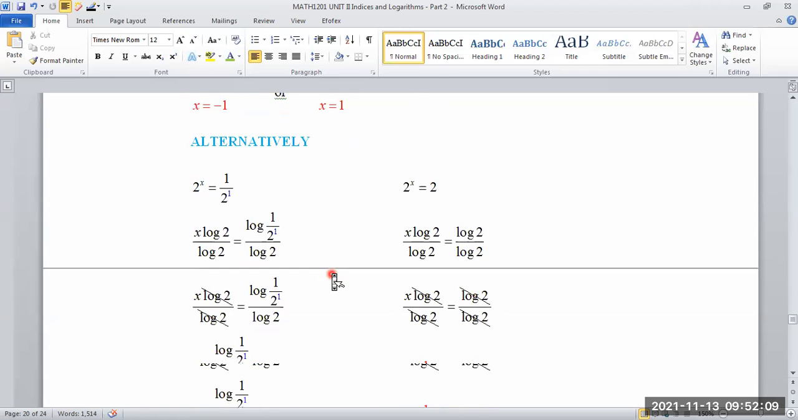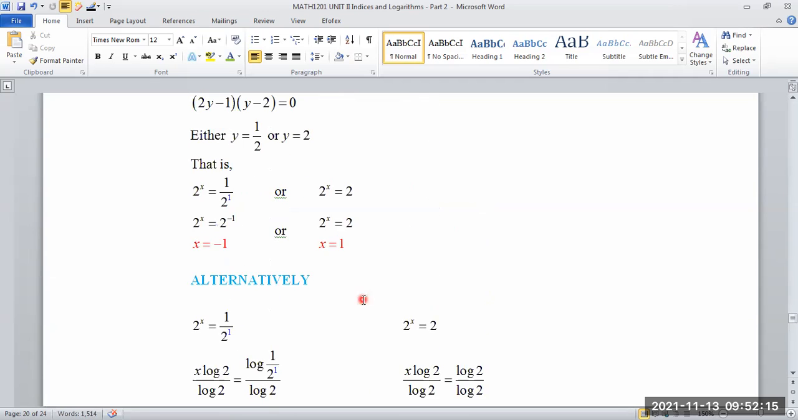And of course, you can use logarithms. I just used the logarithms here to show you that you can use either of the 2 methods. And that will be the second example.